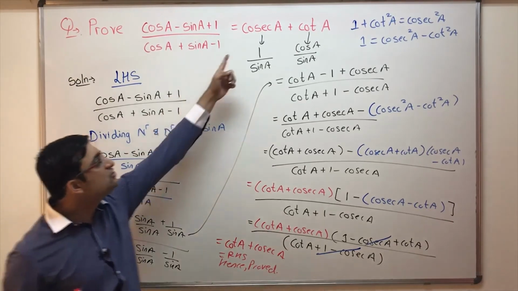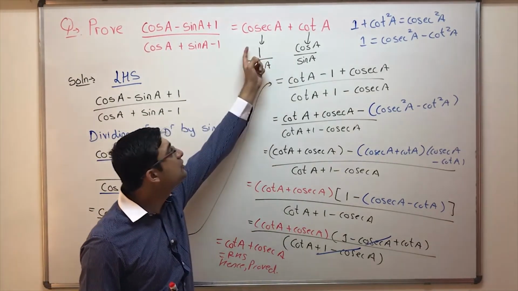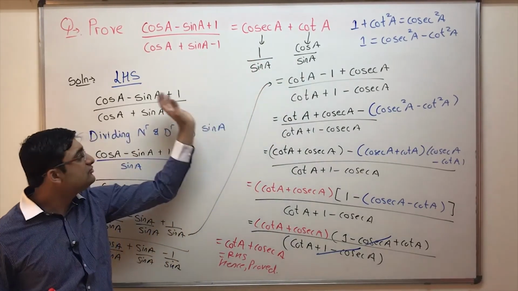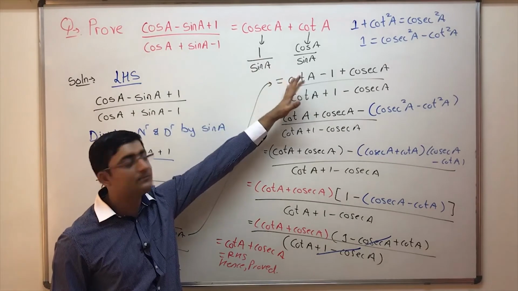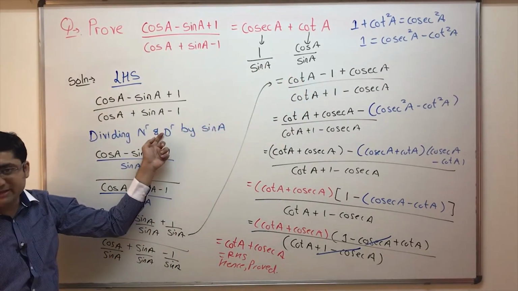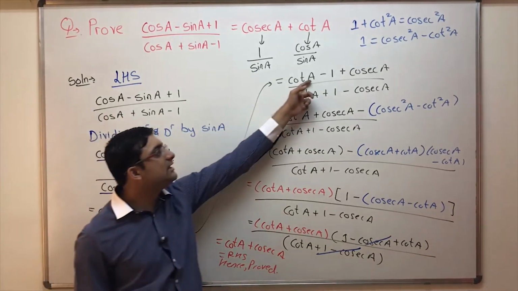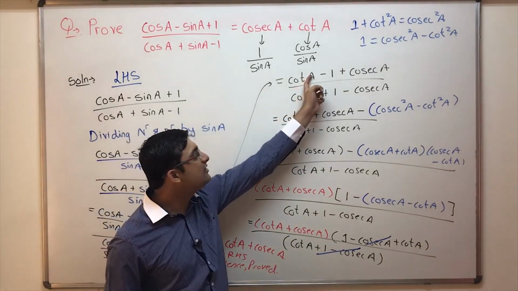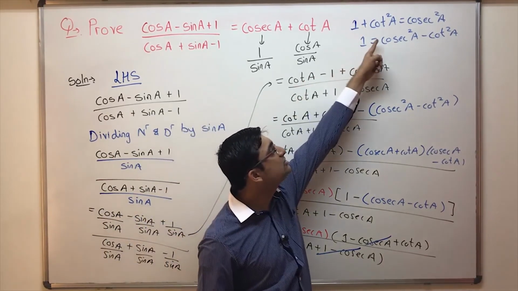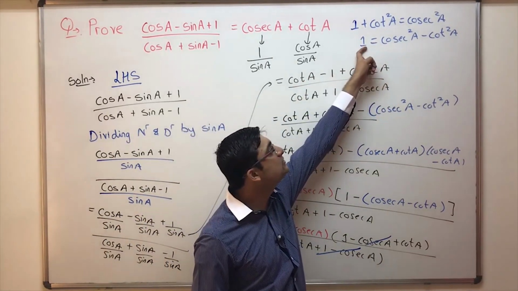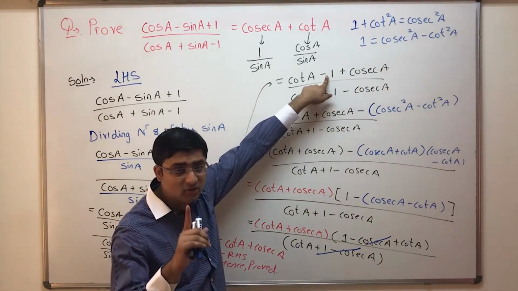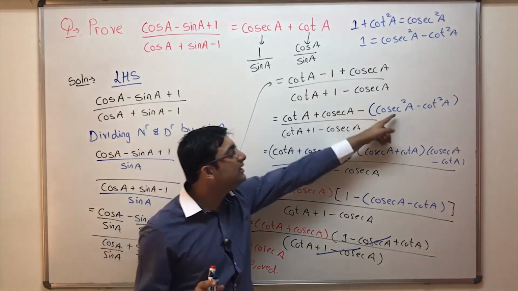So what do we do? Check the RHS: cosec and cot. Cosec is 1 by sine, cot is cos by sine. So what I'm going to do is try to bring the LHS in cosec and cot form. Now in both the cases I have sine in the denominator, so simply divide numerator and denominator by sine A. When you simplify, you'll get this expression. Now we have a cot, we have a cosec. Is there an identity involving cot and cosec? Yes. 1 plus cot square A is cosec square A. So what is 1? Cosec square A minus cot square A. So replace this 1 in the numerator, not in the denominator, by this value.